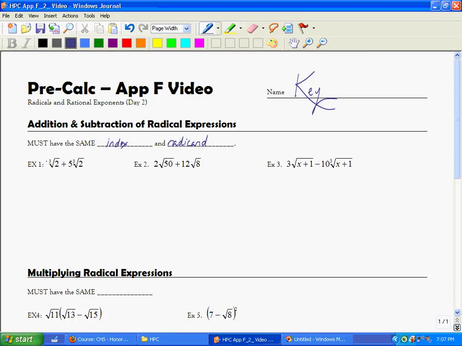For example, these two, there's 1 of the cube root of 2 and 5 of the cube root of 2, and altogether that leaves 6 cube roots of 2. You add it just as though it's a variable.